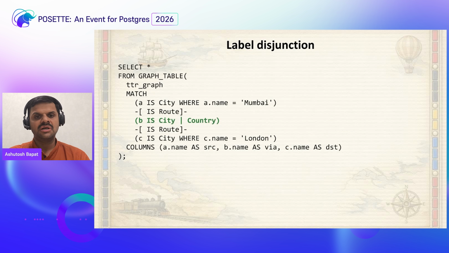Next feature I want to discuss is label disjunction. In the earlier query, we were interested only in the paths that go through city, but let's say we are also interested in paths that go through countries. All we have to do is change the label expression to city or country, and that's it. The edges are already using label route, which covers all the routes between cities as well as countries, so we don't have to change anything there.